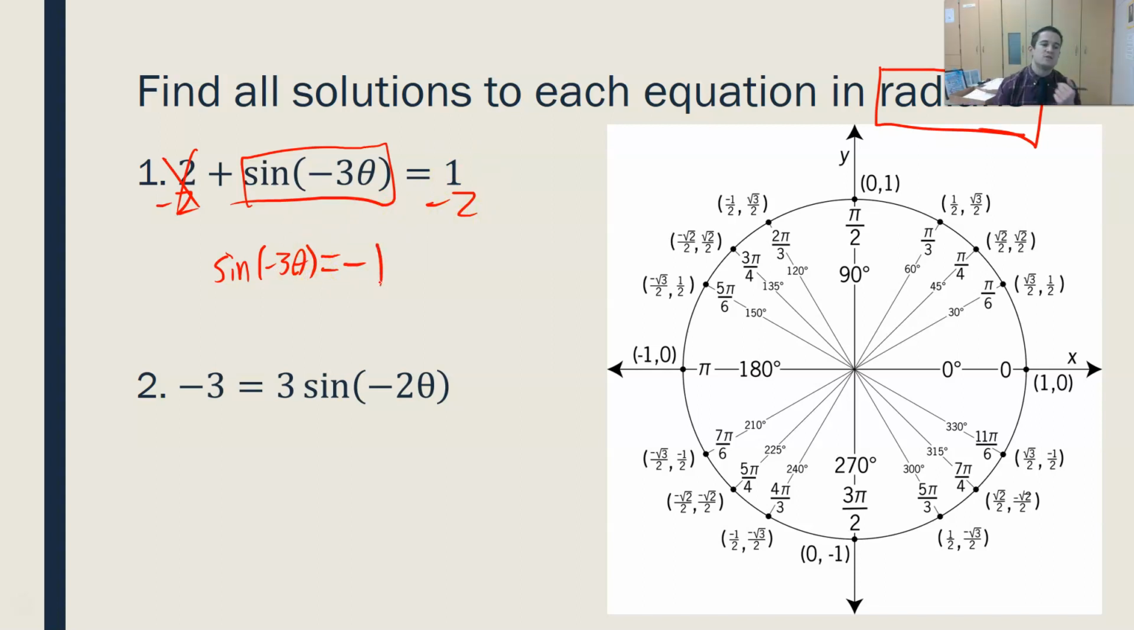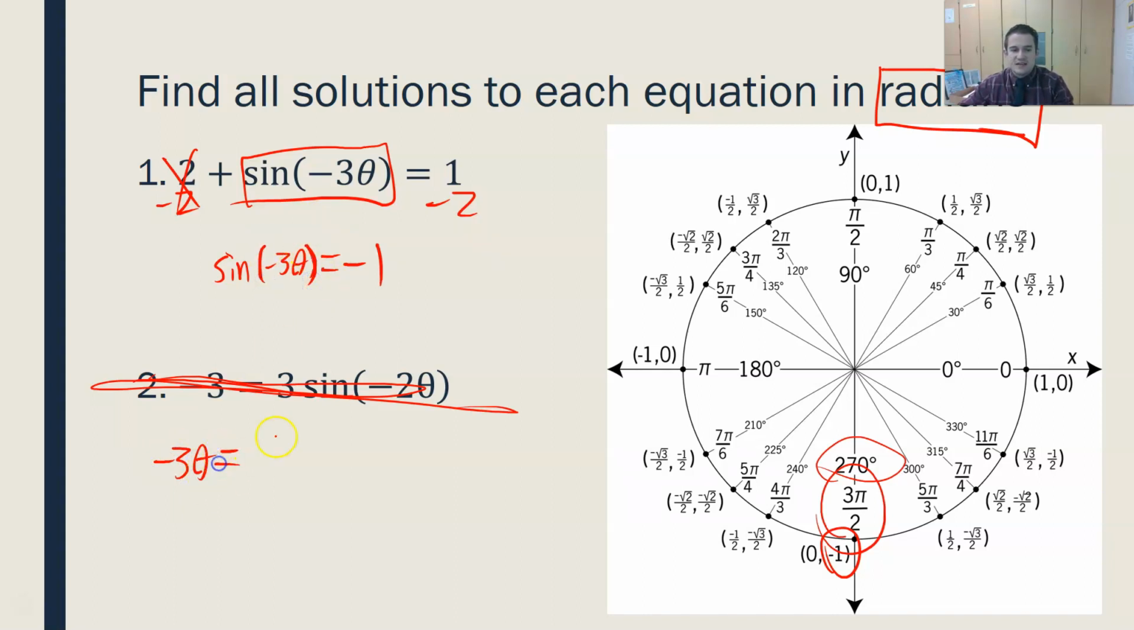So where on my unit circle is the sine value, or the y-coordinate, negative 1? Right here. If I was talking in degrees, I'd write 270, but since I want my answer in radians, I'm going to write it as 3 pi over 2. So, scratch this out for a second. I'm going to write my answer down here. So negative 3 theta, because that's what I'm taking the sine of, is equal to 3 pi over 2.